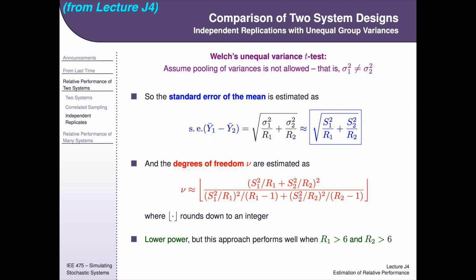Once you have that, you can now calculate a half width, because you can plug this in to the critical t-value, so your degrees of freedom and the critical t-value, you multiply that critical t-value by the standard error of the mean given by this, and you can now calculate a half width. So this is a lower power approach, but it can be used in more cases, when you really can't assume that your two variances are the same.